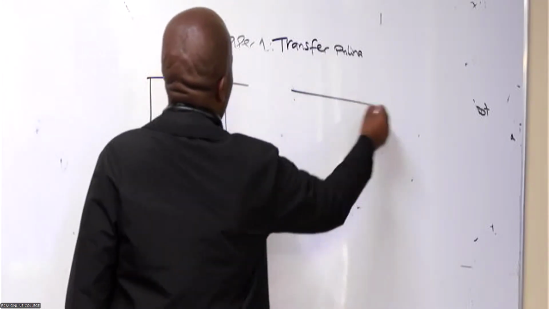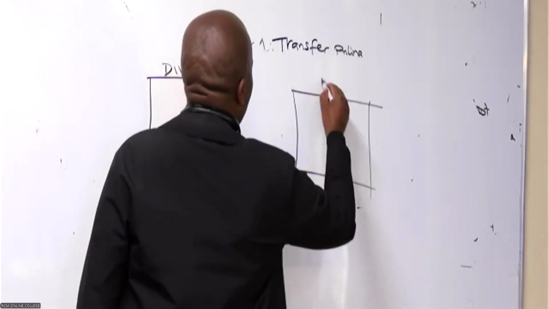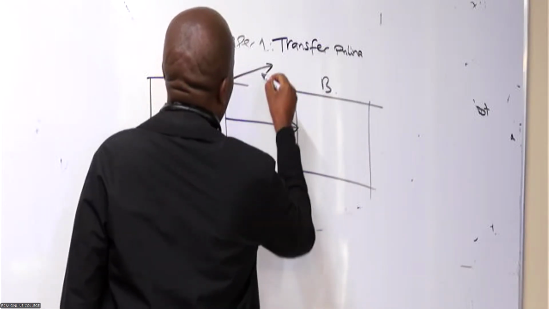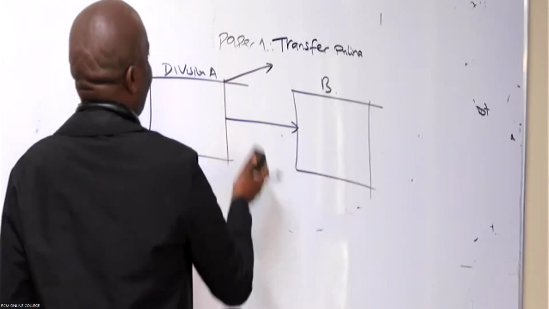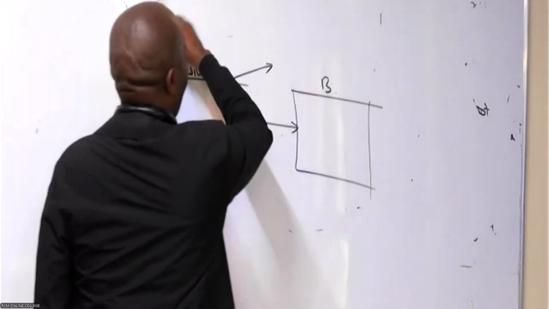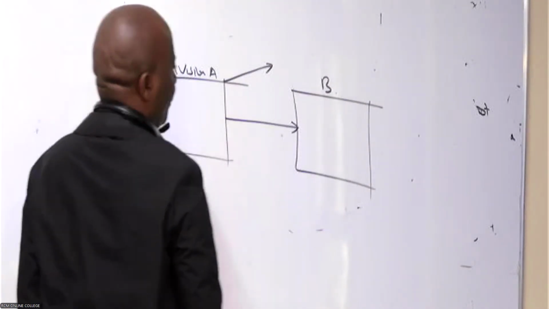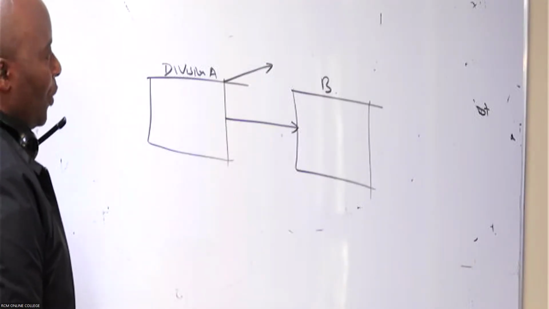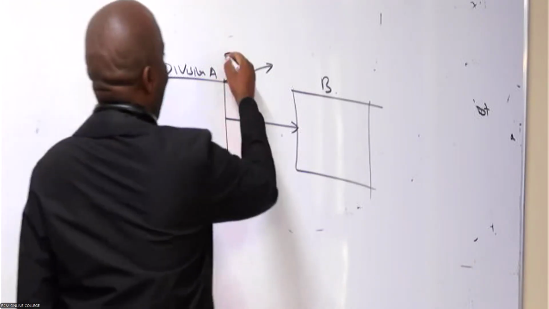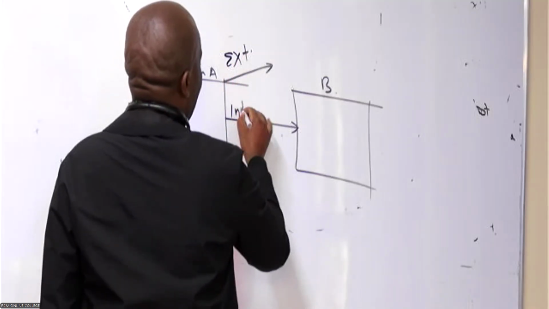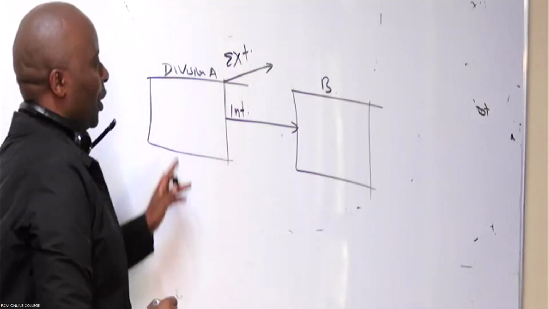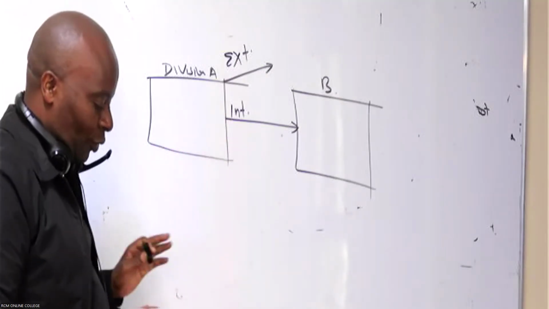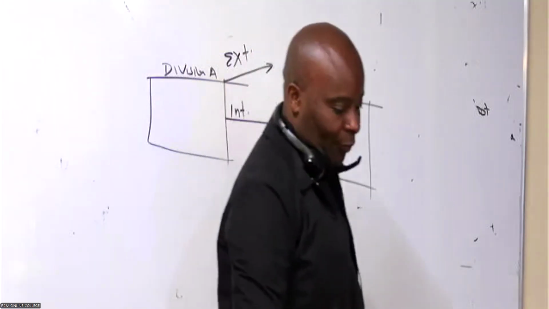Then we have in this case division B. So division A is able to sell externally and internally. Please always ensure that your diagram is quite big. Your diagram should be quite big to accommodate a lot of information. And this is a straightforward question.